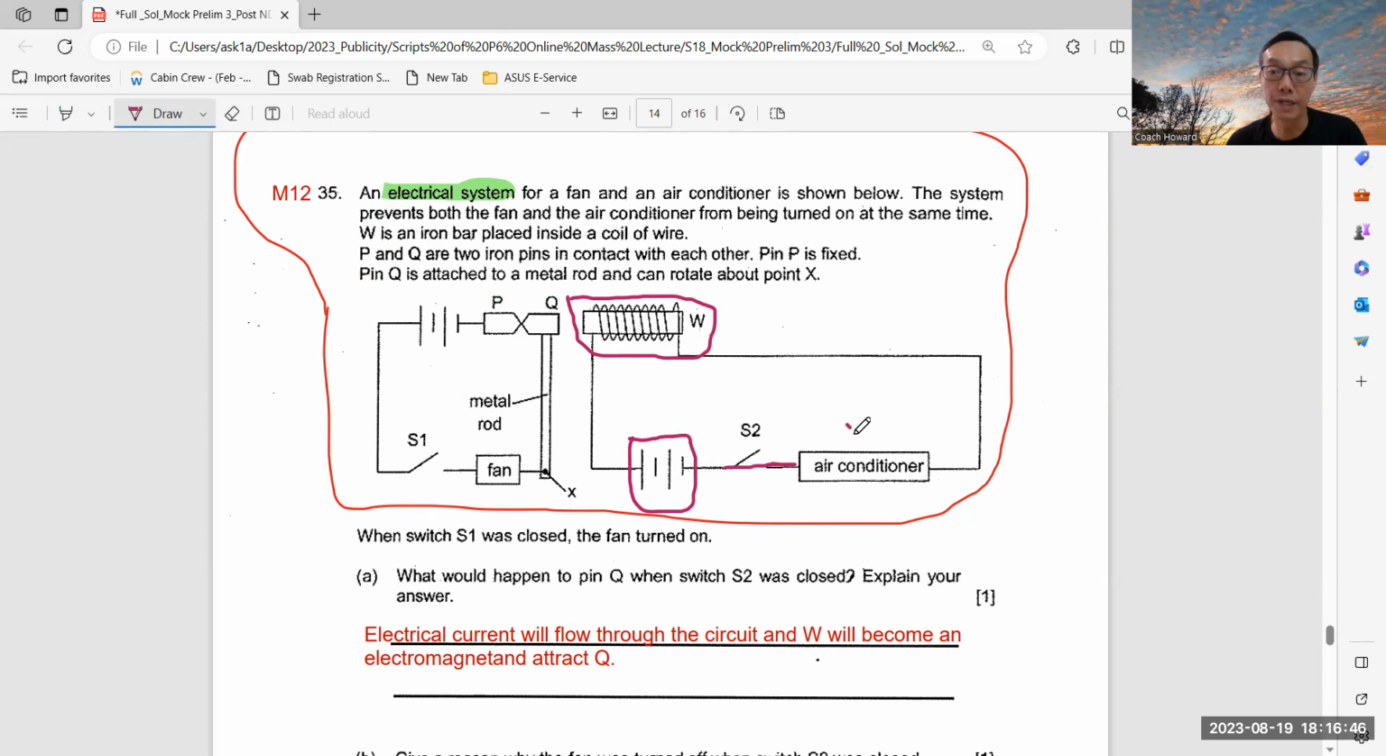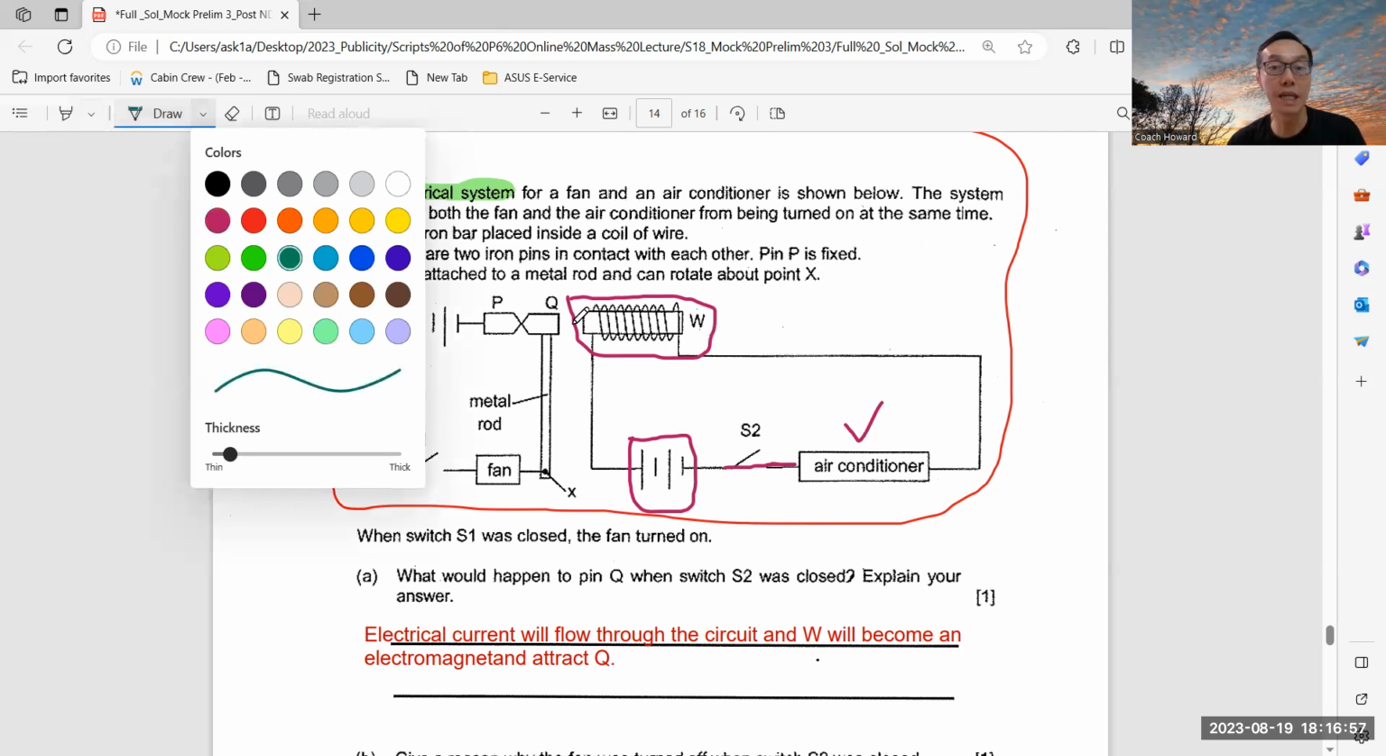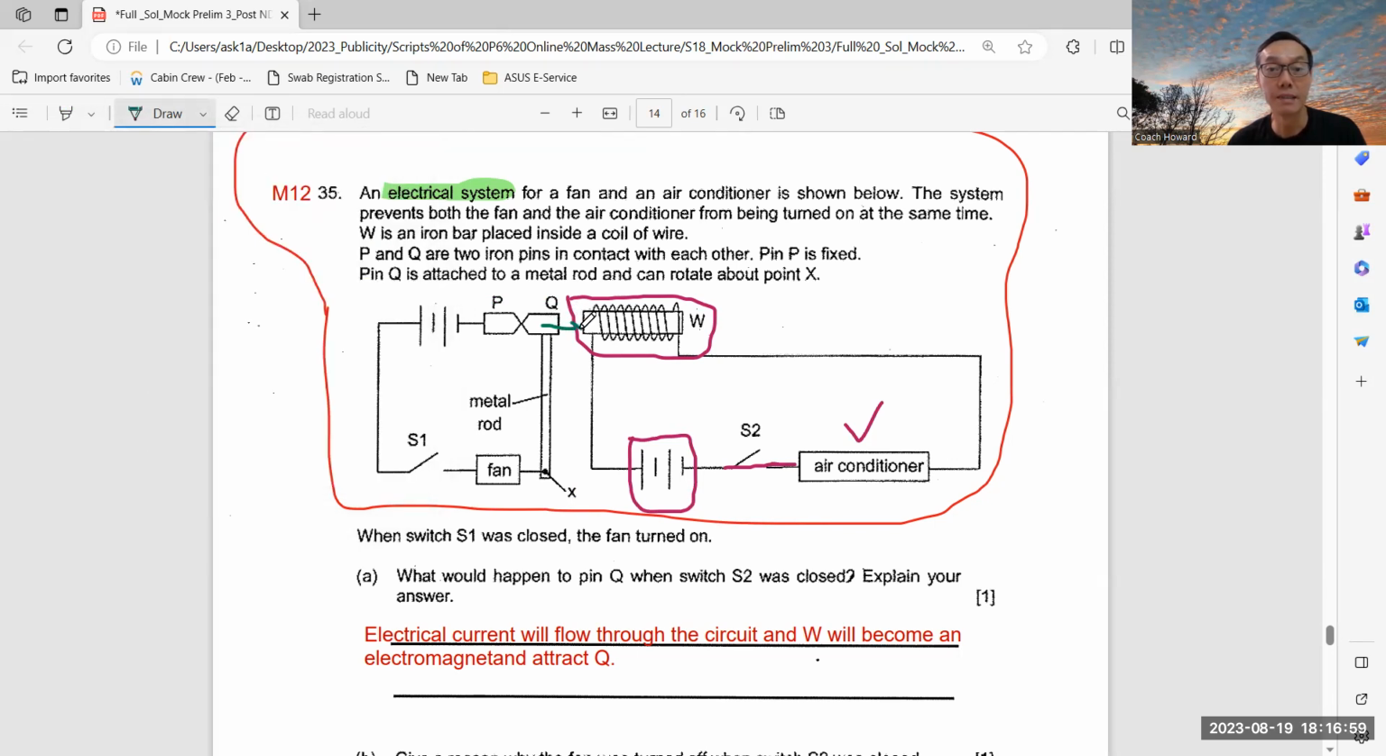So when this is turned on, you put a tick here because it is a closed circuit, but this will cause the W to become an electromagnet. So you annotate this way. And what will it do? It will cause the electromagnet to attract this part towards the right. So when this happens, this will form a gap here. So this gap will cause an open circuit, even if you close S1. Even if S1 is closed, electricity cannot jump from P to Q. Therefore, even if you close S1, the fan will not be turned on.